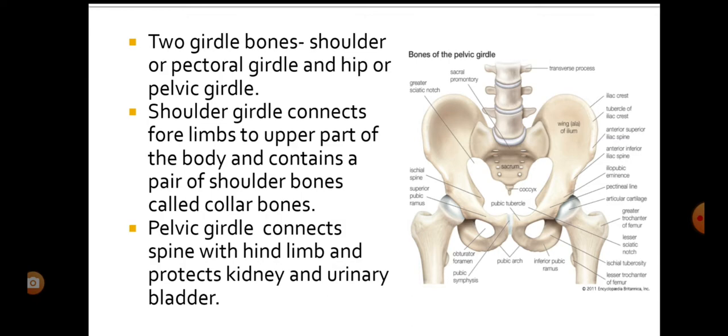Now is the pelvic girdle. The pelvic girdle connects our spinal cord with our hind limb, meaning with our leg, to our lower portion of our body. The pelvic girdle connects the spine to the hind limb or to our legs. So what is the function of the pelvic girdle? It protects some of our organs like the kidney and urinary bladder.